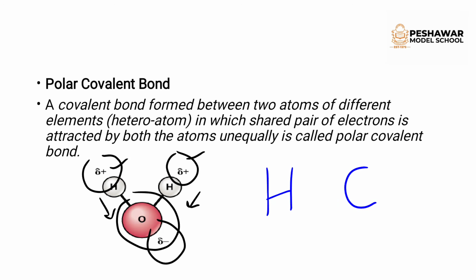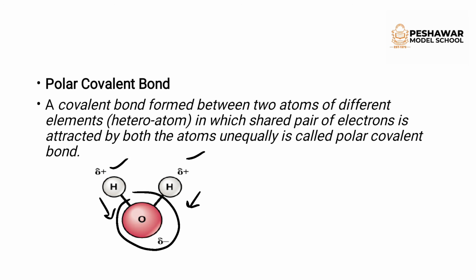It means that a polar molecule has poles, the positive pole and the negative pole, and a non-polar molecule has no poles. A non-polar molecule is made by the combination of homoatoms such as H2, O2, Cl2, and a polar molecule is made from the combination of hetero or different atoms such as H2O, HCl, HF, etc.